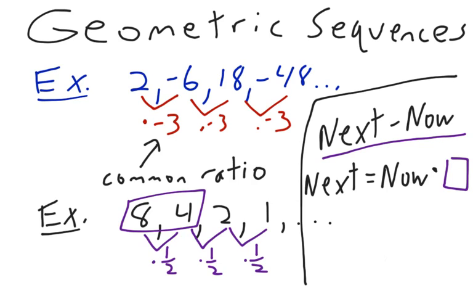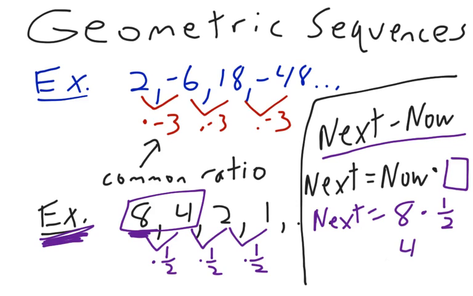Alright, so this last example we just did with the 8, 4, 2, and 1, if we wanted to get to the next number, we would write next equals, and let's start with that first term. So our current number is 8, and then times, what was our common ratio? 1/2. So 8 times 1/2 is 4. That's our next number.